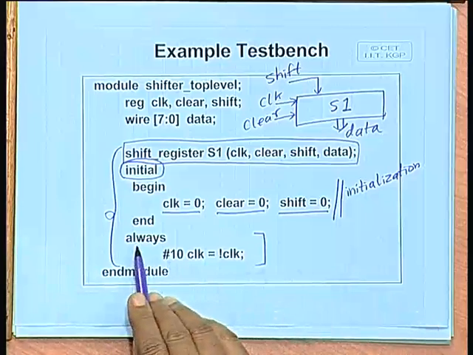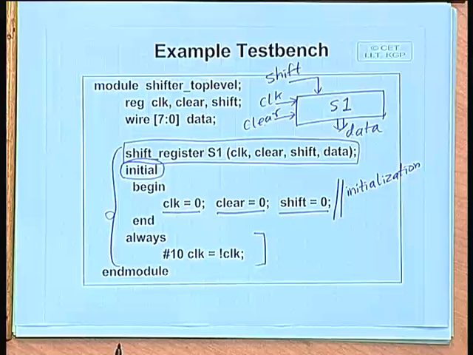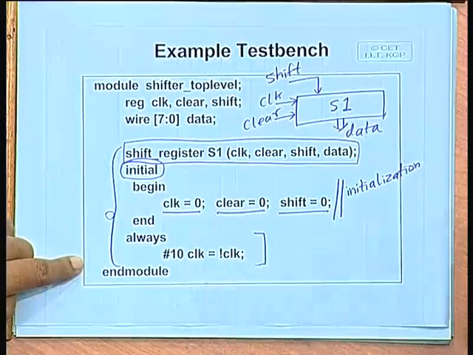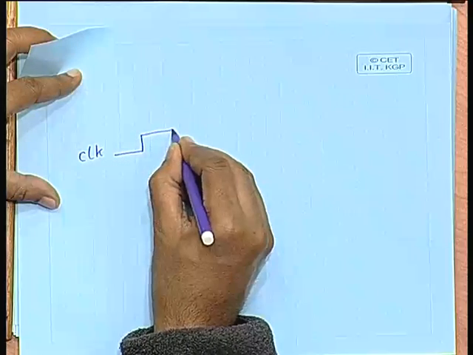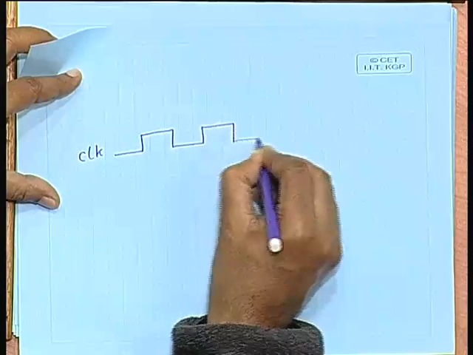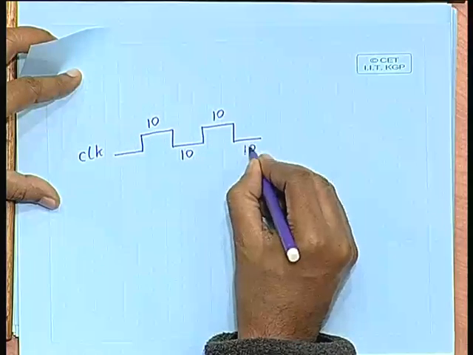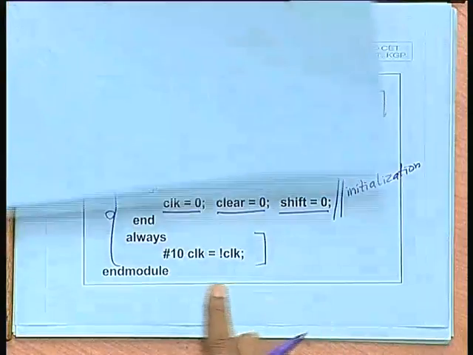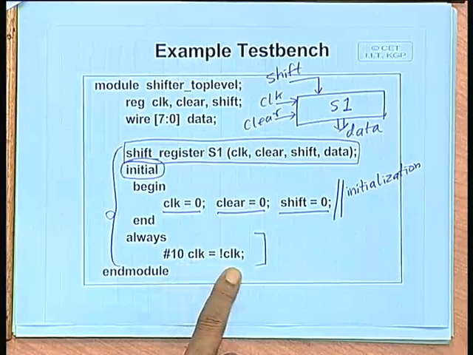We are saying always after 10 units of time, clock equal to not clock. This is one way of specifying the clock signal. This will say that the signal clock will be going high and low continuously, and these delays will be 10 units of time each. So, this is one way of specifying, always #10 clock equal to not clock.